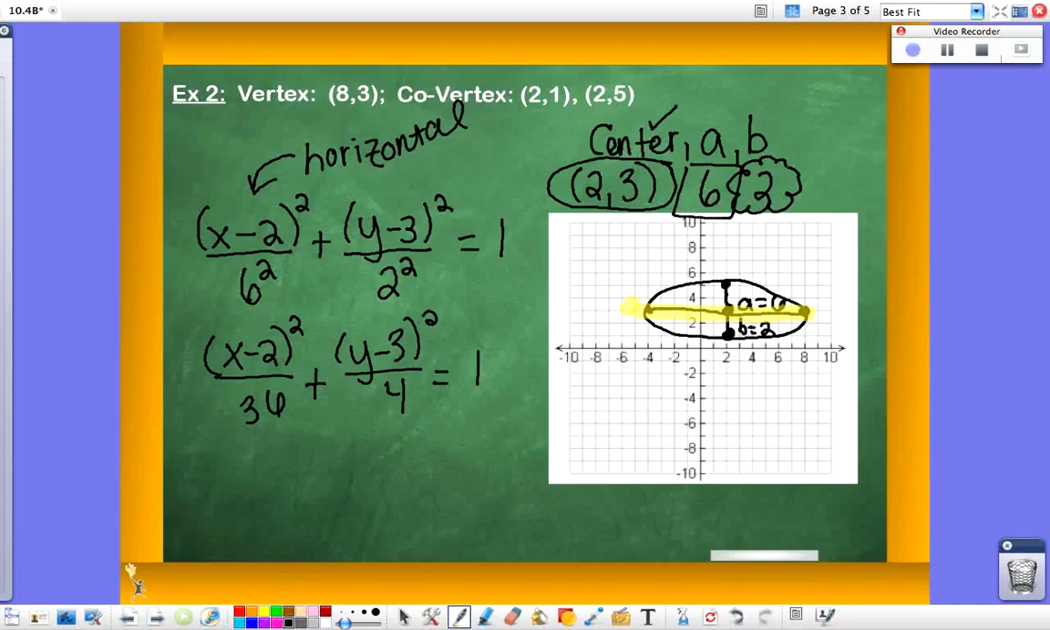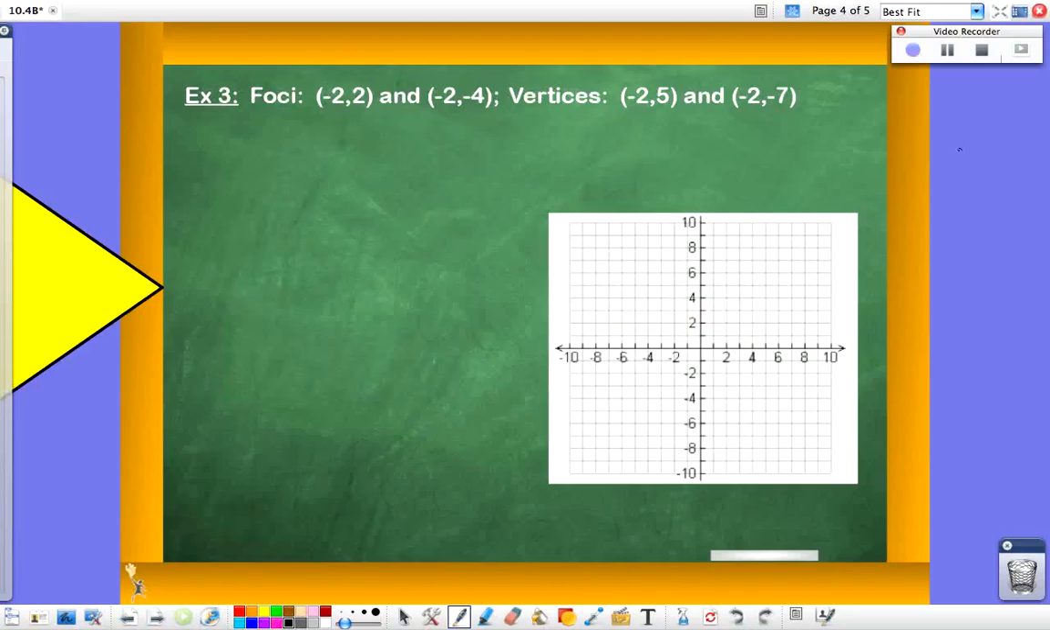All right, let's move on to our final example that we're going to do together. And this is example 3. Example 3, we are given the foci at negative 2, 2 and negative 2, 4. We've been given our vertices at negative 2, 5 and negative 2, negative 7. Let's go ahead and plot these.